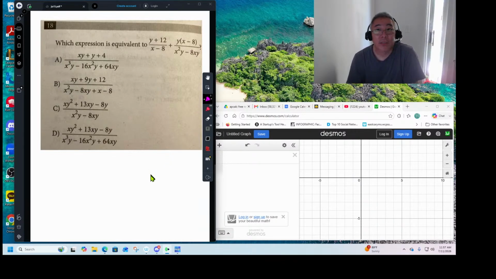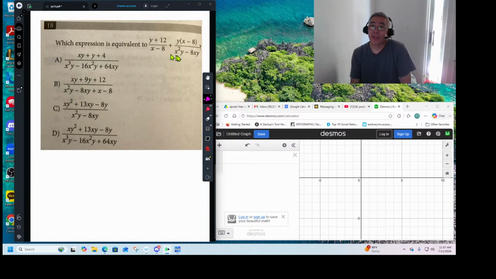Okay, hello. We're going to do number 18 here. We're going to do it using Desmos this time. I have another video where I do it with algebra. So it's asking, which one of these four expressions is equivalent to this expression.